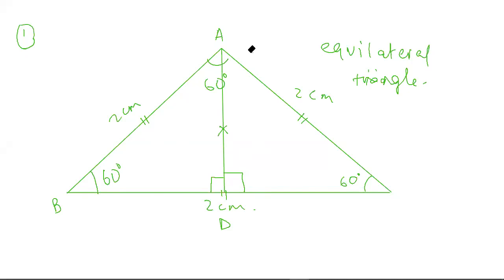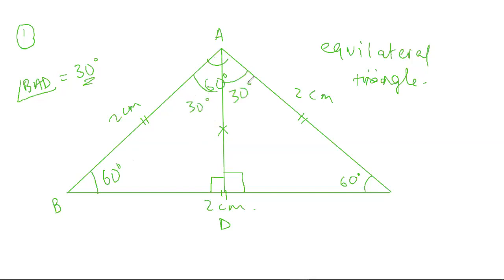So this angle BAD is equal to 30 degree. Why? Because the sum of all 3 angles in a triangle should be 180. So 60 plus 90 is equal to 150, and 180 minus 150 is 30 degree. So this angle BAD should be 30 degree. And therefore this angle will also be 30 degree.